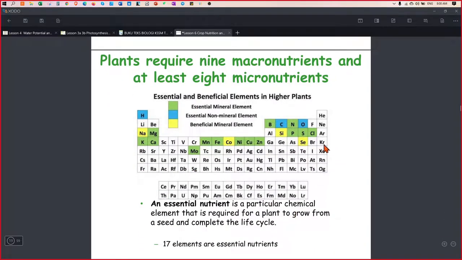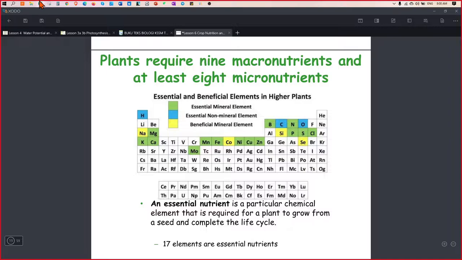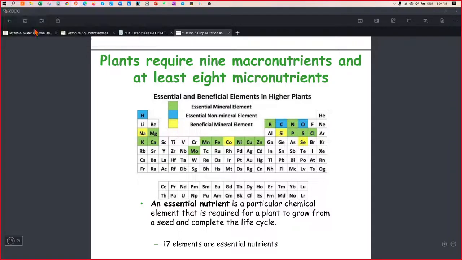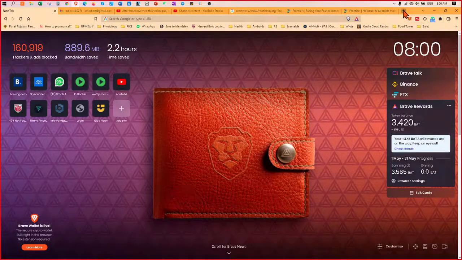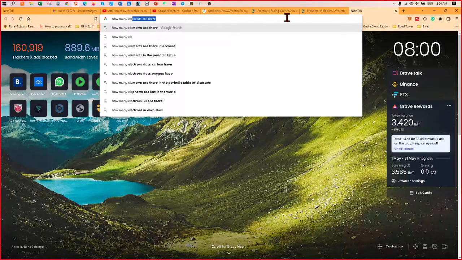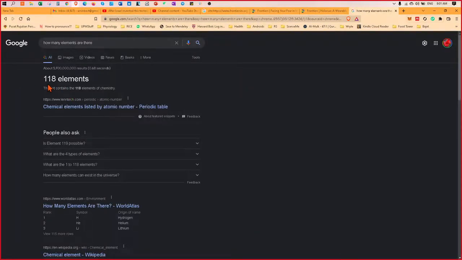Okay. Still remember this? This is your beloved periodic table of elements. Okay. How many elements do we have? You know what? Let's ask Google. How many elements are there? 118. Okay, we have 118 elements.